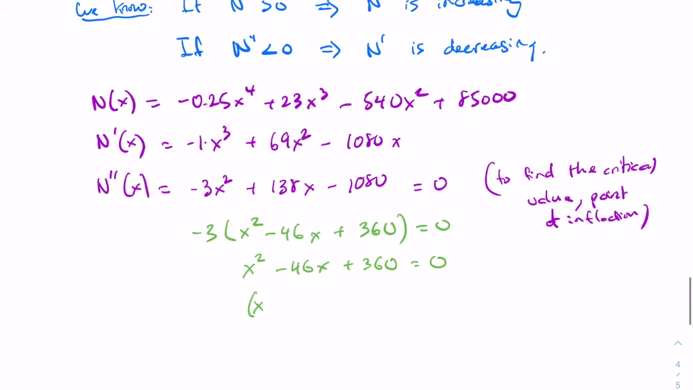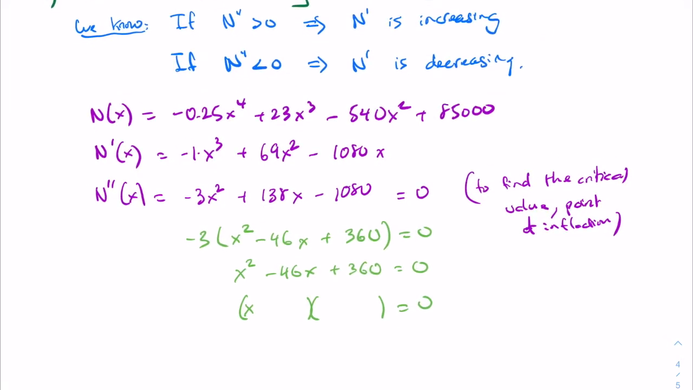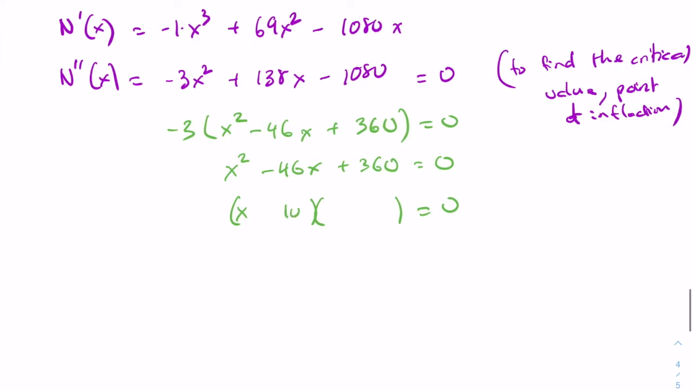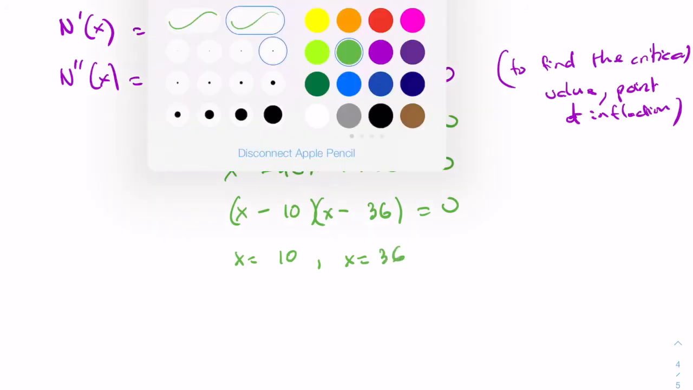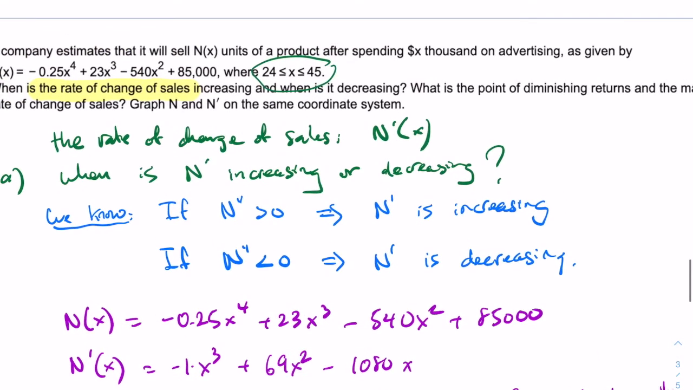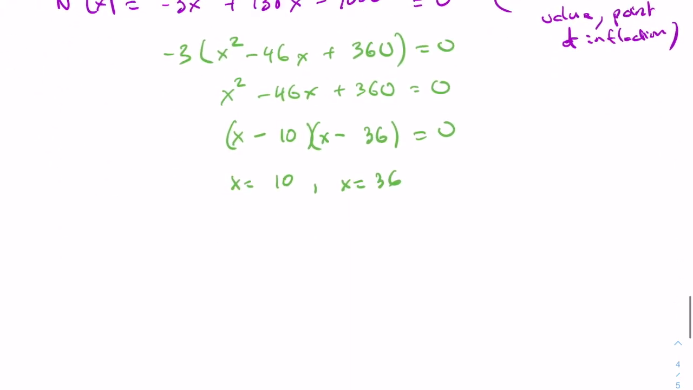But I'm going to go ahead and do this, and I'll show you guys here. We need factors of 360 that add to 46. I'm thinking about 10 and 36. So we use 10 and 36 as the two factors. Both have to be negative to make a positive 360 and a negative 46. So that gives us two potential critical values, 10 and 36. The problem with this is that our restricted domain is only from 24 to 45, so we use 36.